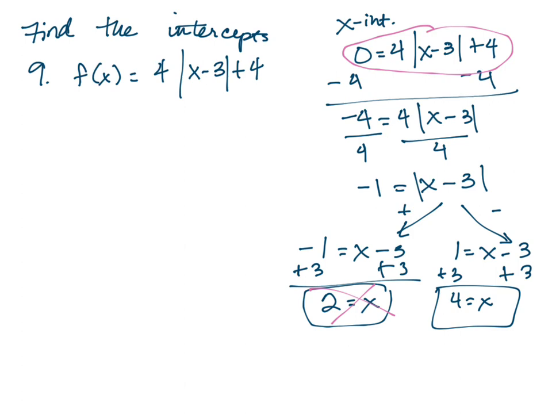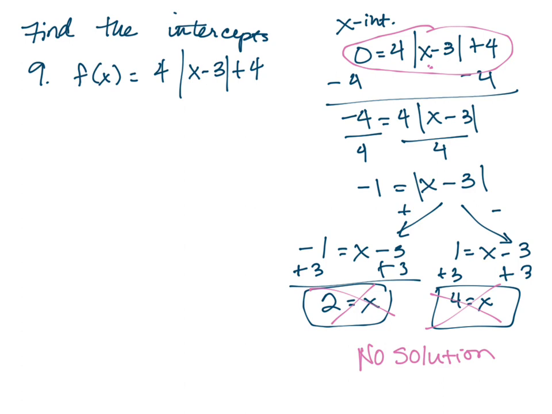What if we try the 4? Plug it back in right here. 4 minus 3 would be 1. The absolute value of 1 is still 1. Absolute value is always positive. 4 times 1 plus 4 is 8. Still not 0. Neither one of them worked. So my answer is no solution.